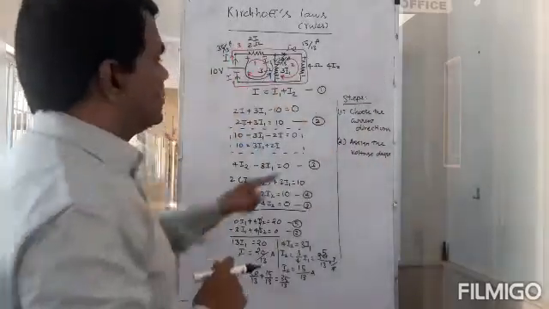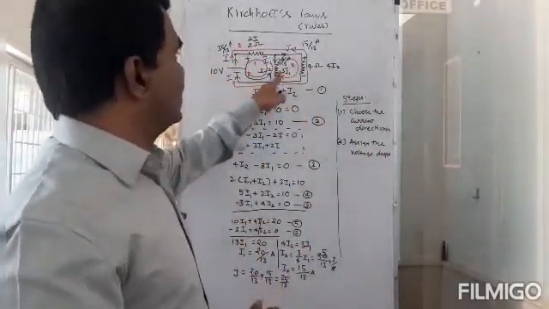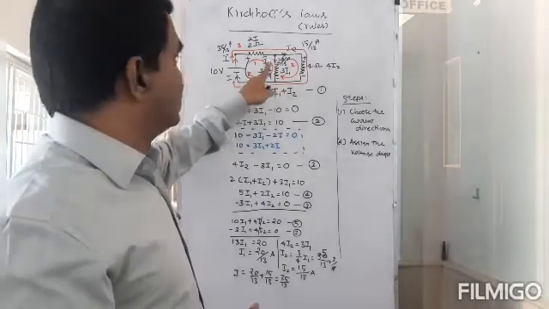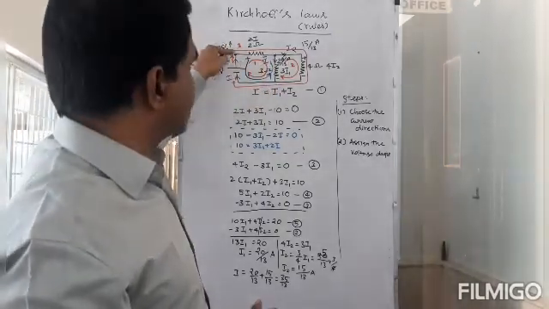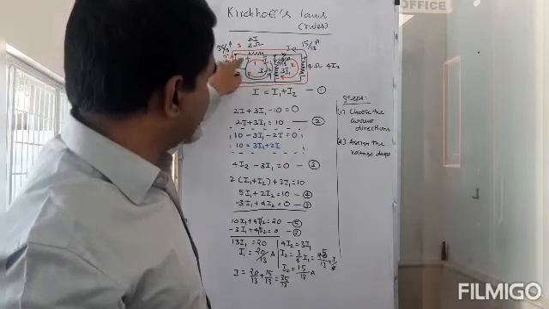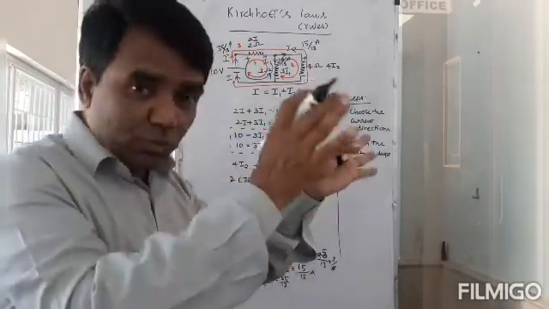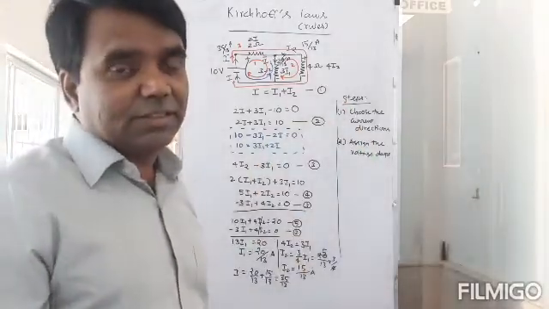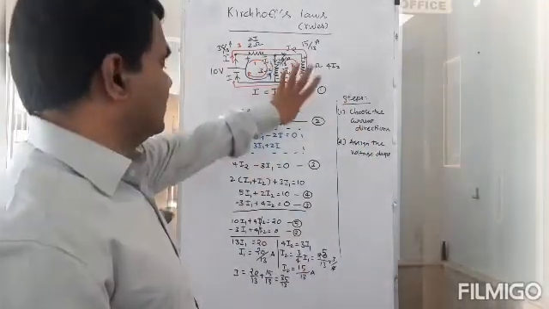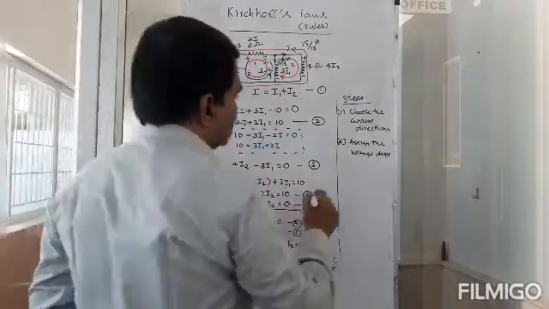What does it mean to assign? Assign positive and negative symbols. Here the current is chosen to be in this direction, so current is entering here, so it's positive. Leaving there, so it's negative. So assign the voltage drop directions. Okay, you do that.